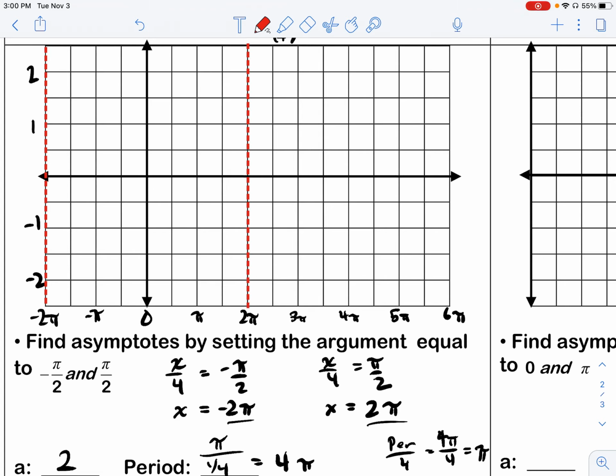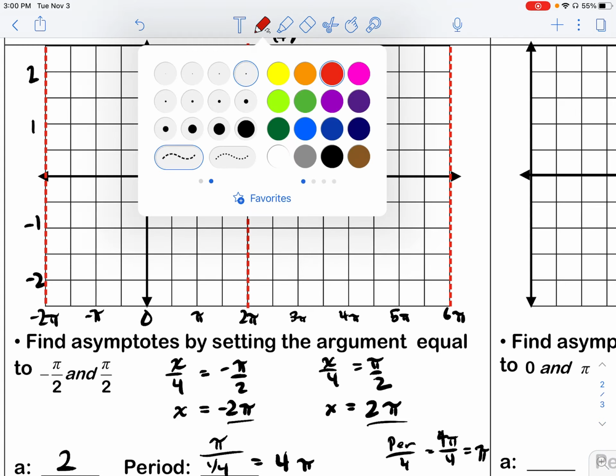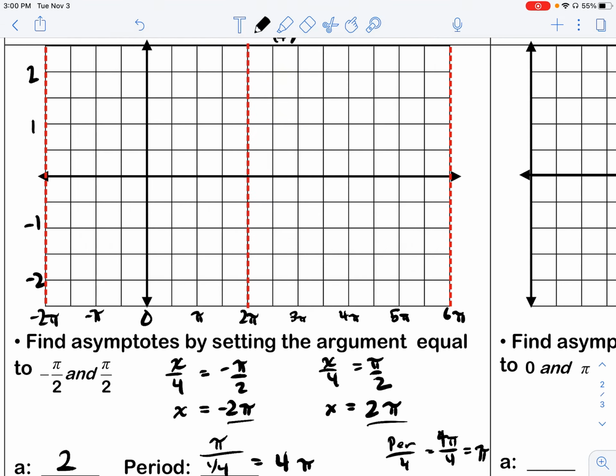And since I know a full period is 4 pi radians apart, might as well just graph my other vertical asymptote to complete 2 full periods, okay? So now I can go back here. Let's change my pen settings so I can draw this now.